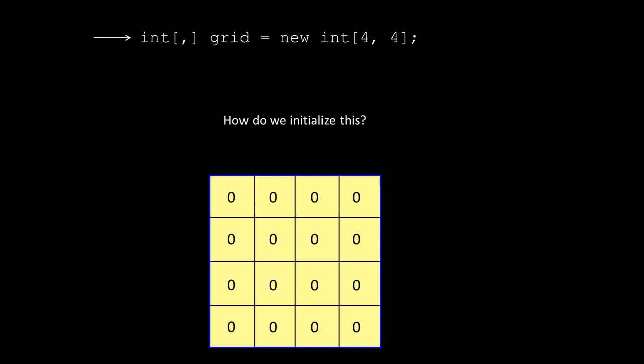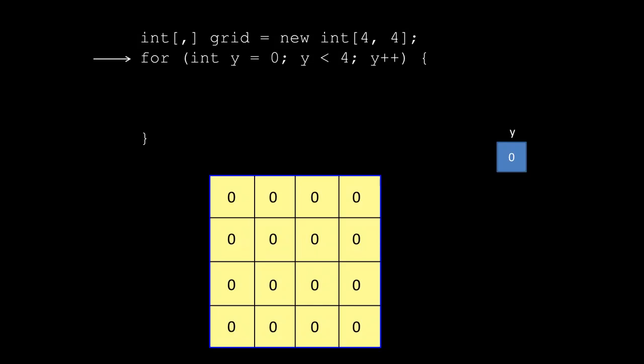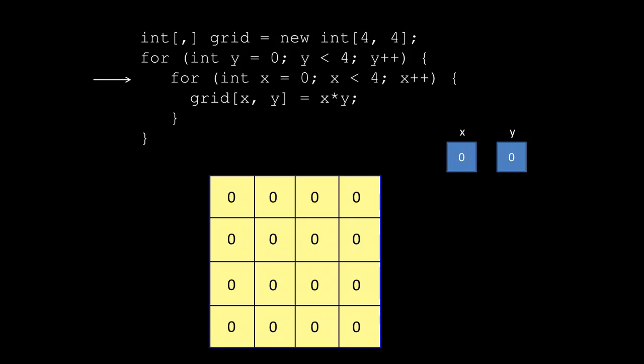So the question is, how do we initialize this array? Well, by default everything is initialized to zeros for us, but what if we wanted to initialize each cell according to its index? Well, we might do something like this, where we have an outer loop where y goes from 0 up to but not including 4, and then we would have an inner loop that goes from 0 up to but not including 4 as well.